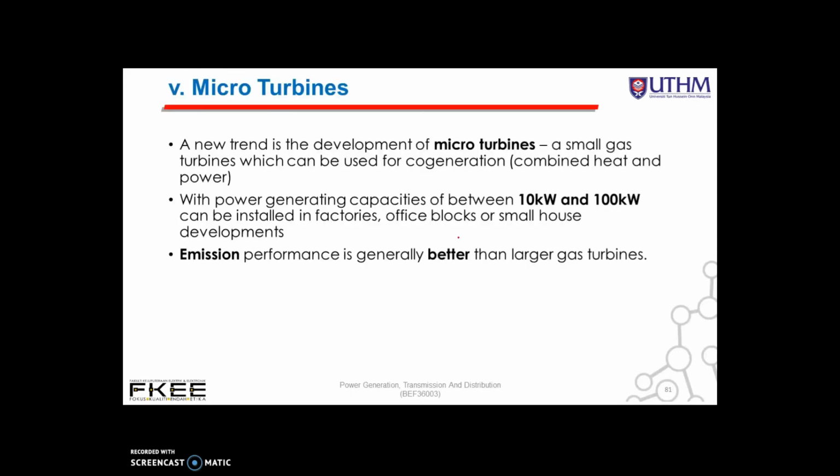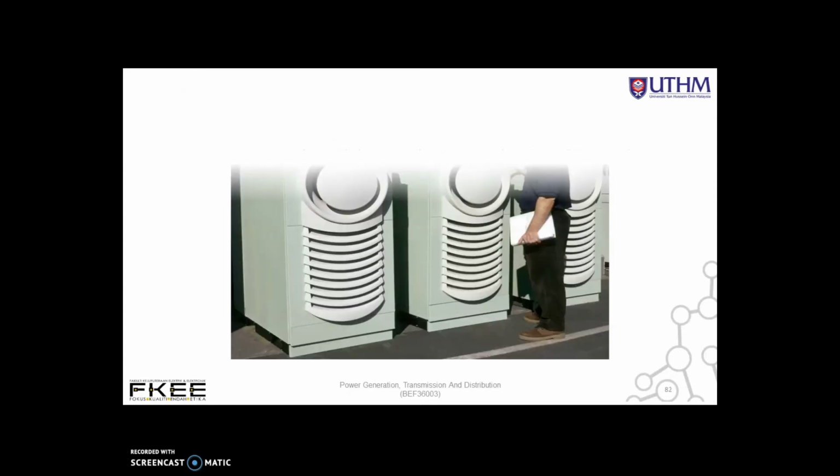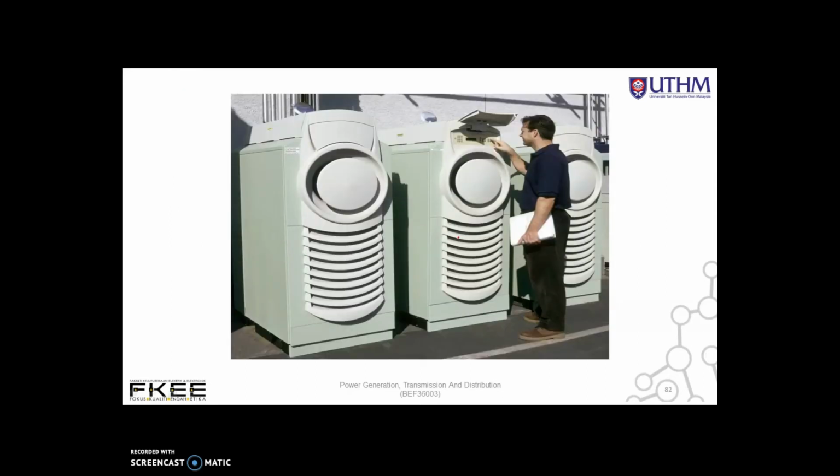And finally is the micro turbine. There is a new trend in gas turbines that we call micro turbines. These are small gas turbines which can be used for co-generation, that is, combined heat and power. With power generating capacities of between 10 kilowatts and 100 kilowatts, they can be installed in factories, office blocks or small house developments. And with this system, the emission performance is generally better than the larger gas turbines. So this is the figure of the micro turbines.